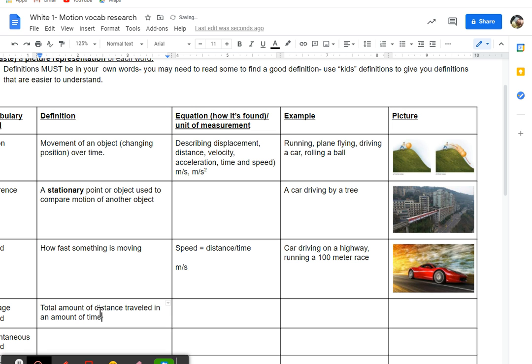All right, so the total amount of distance traveled in an amount of time. You could also just say how fast it takes to do something. Now this is a little different than speed because it's taking into account all the stops and starts and going slow for different times. So this is more if we're talking about a longer distance traveled. I'm going to skip to an example really quick.